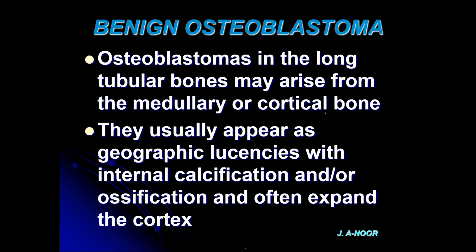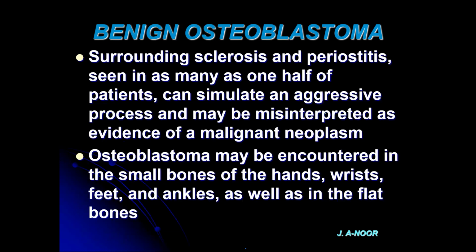Osteoblastomas in the long tubular bones may arise from the medullary or cortical bone. They usually appear as geographic lucencies with internal calcification and/or ossification, and often expand the cortex. Surrounding sclerosis and periostitis, seen in as many as 1/2 of patients, can simulate an aggressive process and may be misinterpreted as evidence of a malignant neoplasm.